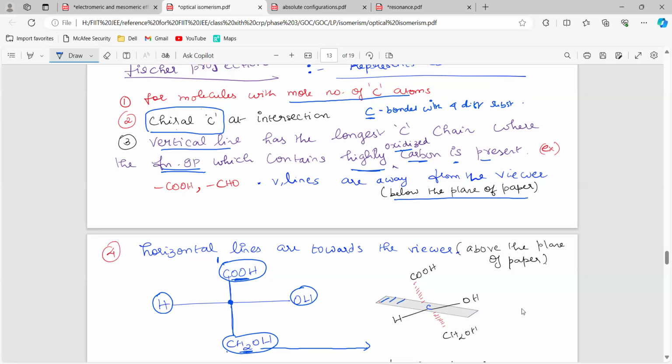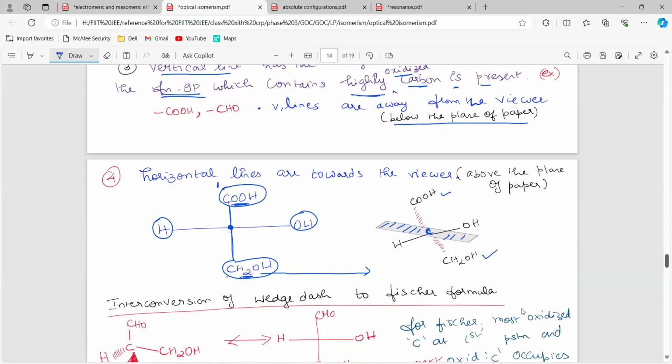If this is my paper that I have drawn for you, carbon is at the intersection, and carboxylic acid and CH2OH are with the dashed line. What is a dashed line? A dashed line means it is away from the viewer. So yes, it is away from the viewer. And HOH is in the horizontal. Horizontal lines are towards the viewer, obviously above the plane of the paper. You understand till this? Yes, ma'am. Okay. So this is with respect to Fischer projection. How do you do it?